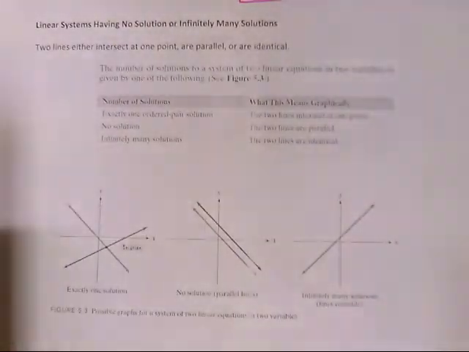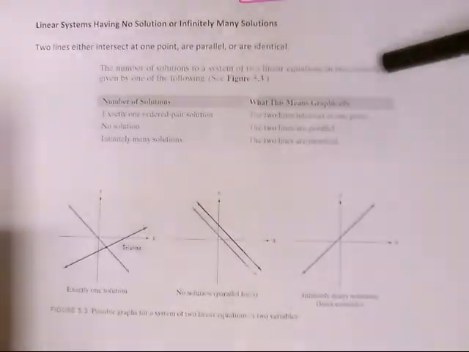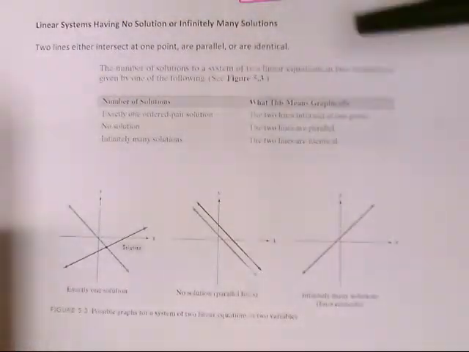Okay? So here, in this case here, the number of solutions to a system of two linear equations in two variables is given by one of the following.